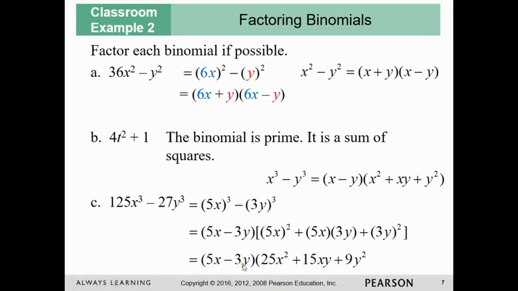The 5x minus 3y remains the same. We use the power rule here. We square 5. We square the x. We go ahead and multiply this out to get 15xy. Then we square the 3 and we square the y to get y squared. And then this happens to be missing a parenthesis. There should be a parenthesis here for this to be in the proper format.